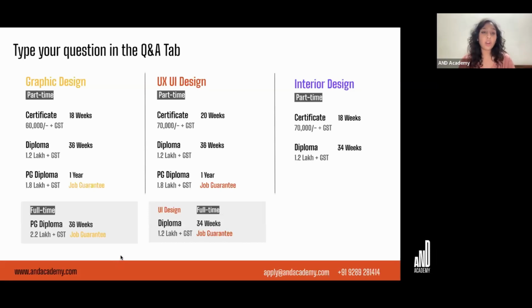If you do not know, we're running a scholarship right now, which is at 10%. It ends on 15th of September. So I would recommend that if you're wanting to apply and start your design journey, now is the time to do that.